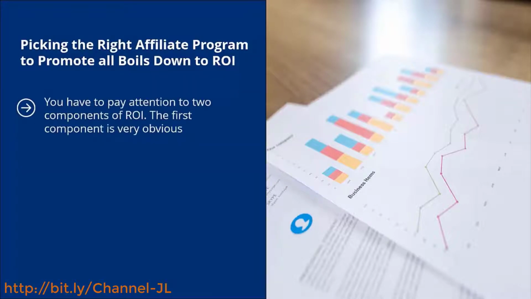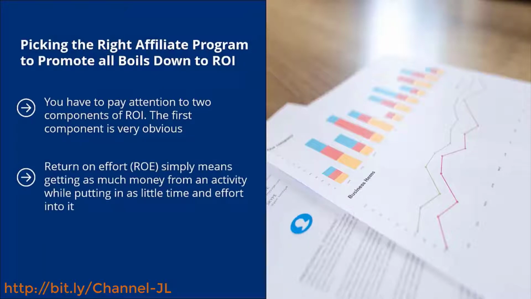You have to pay attention to two components of ROI. The first component is very obvious. This is return on investment. Put simply, how do you get the most return for every dollar you spend on your business? The second is return on effort, ROE, which simply means getting as much money from an activity while putting in as little time and effort into it.